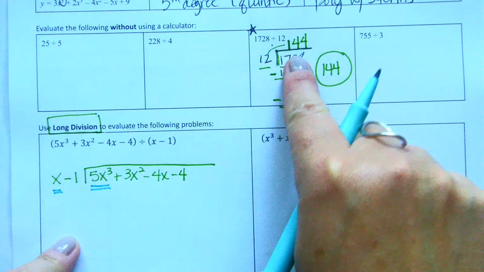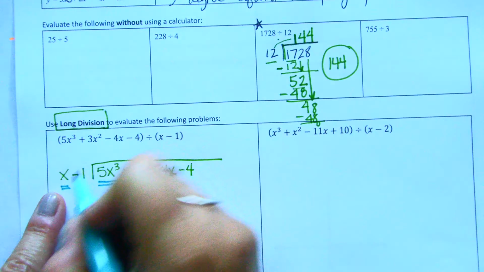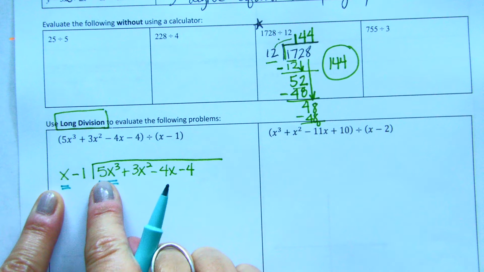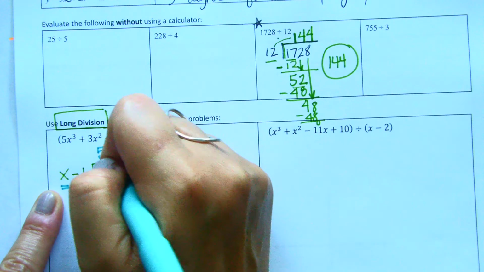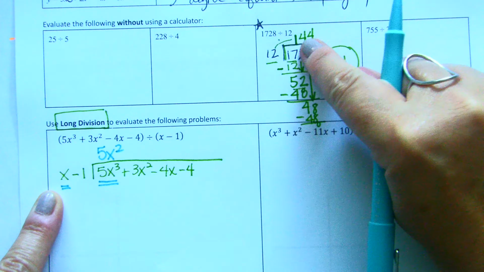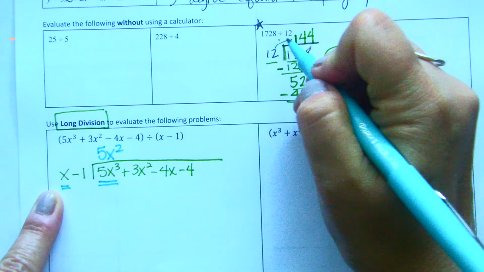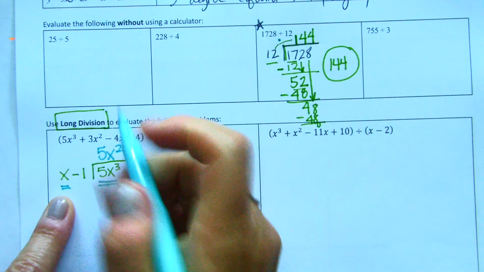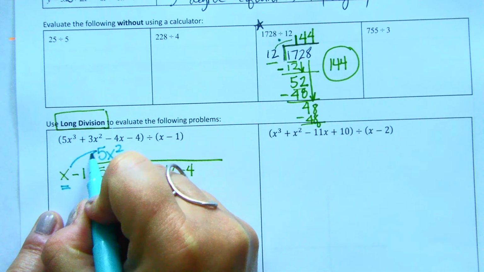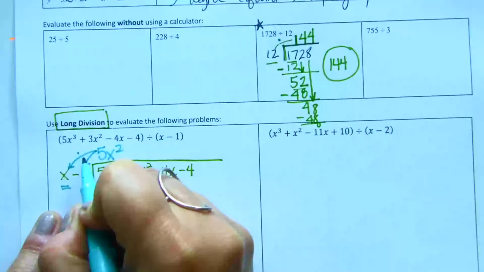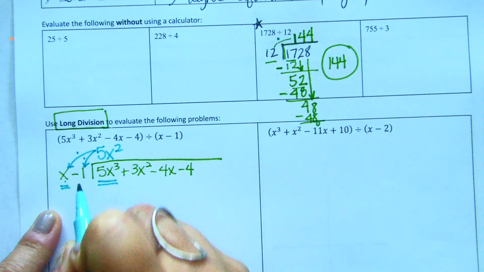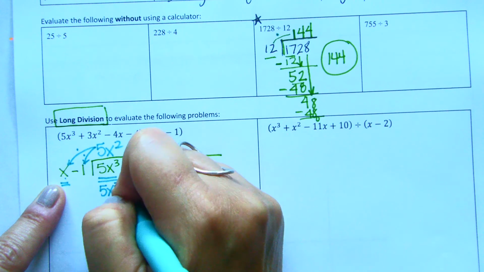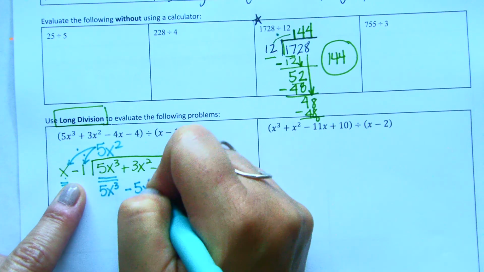I'm going to keep referring back to this one so that you see the idea here. So what do I need to multiply x by to get 5x cubed? Well, it's going to be 5x squared. So remember, once we have the number up here, what did we do? We multiplied by what was on the outside. So we're going to do the same thing here. Now, the difference is there's two terms. So when you multiply, you're going to multiply by the x and by the -1. So 5x cubed minus 5x squared.